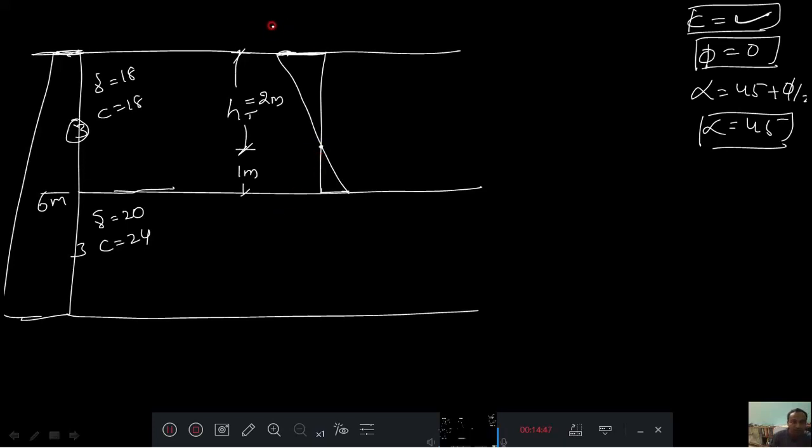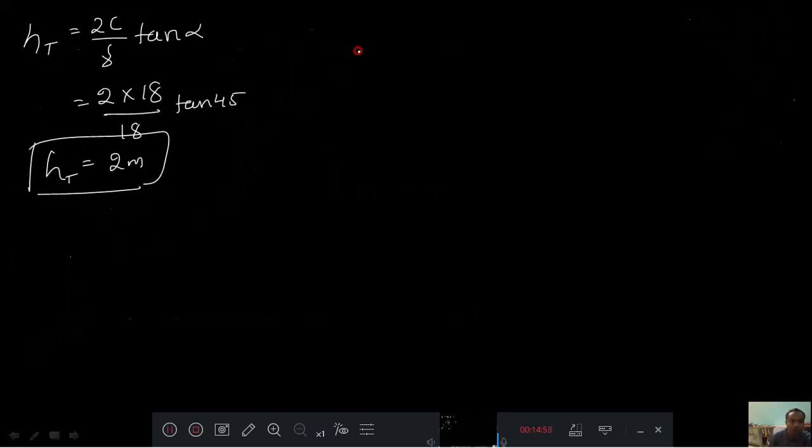Now I need to calculate this distance, that is the top soil. I'll consider this as point A, this is point B, and this is point C. Now sigma h at point A will be equal to, the formula is, sorry, sigma v into cot square alpha minus 2c cot alpha.